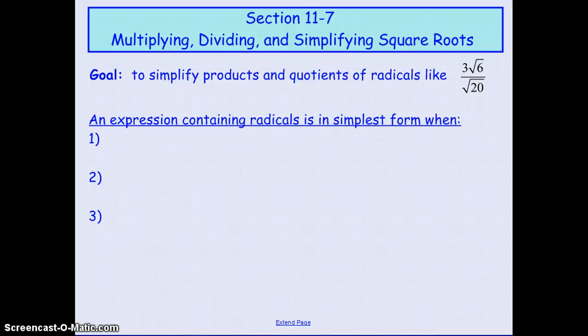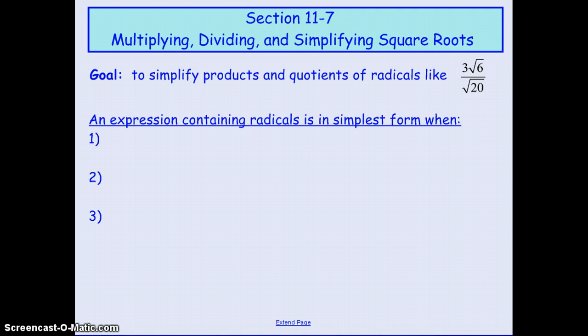In section 11.7, we are going to be multiplying, dividing, and simplifying square roots. These are three things we've already done, and we're going to practice doing them together to simplify products and quotients of more complicated expressions. An example of the sort of expression that we're going to be simplifying is right here, 3 radical 6 over radical 20, and we're going to want to get that into the simplest form possible.